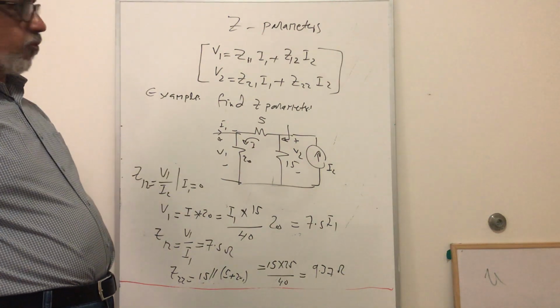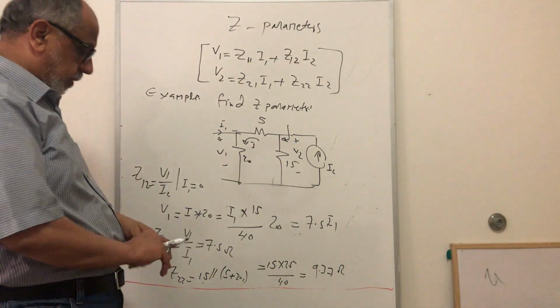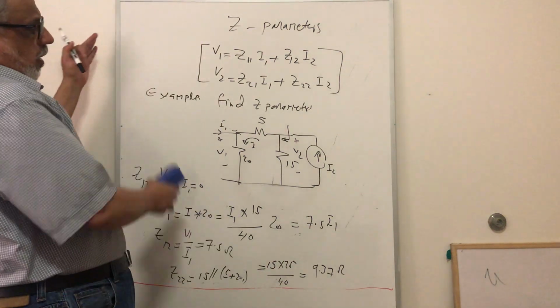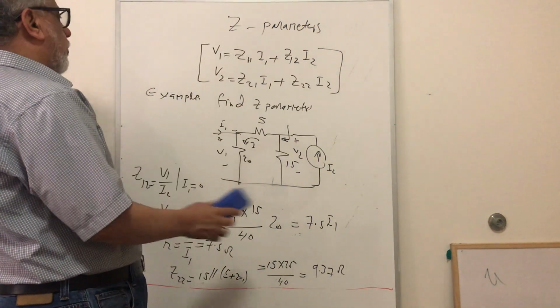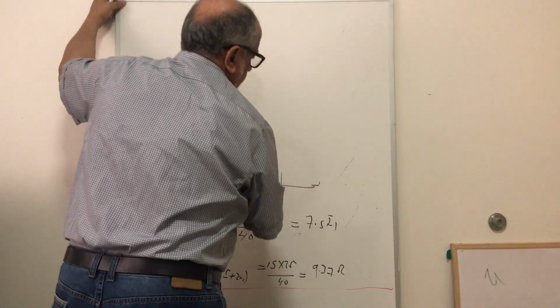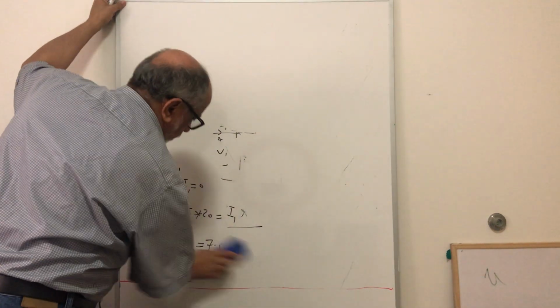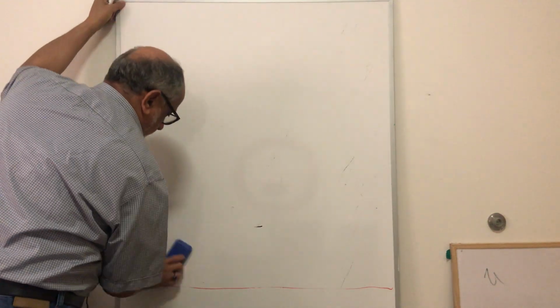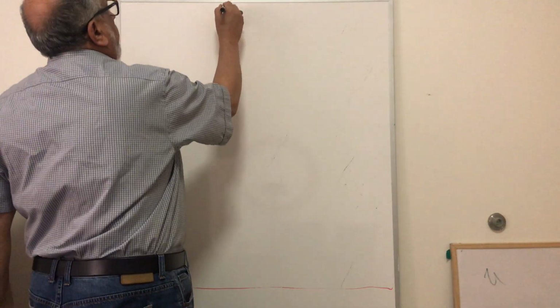So this is a simple example for the Z parameters. And similarly, you can find the Z parameters for any other circuit or two-port networks. The second one is the Y parameter.